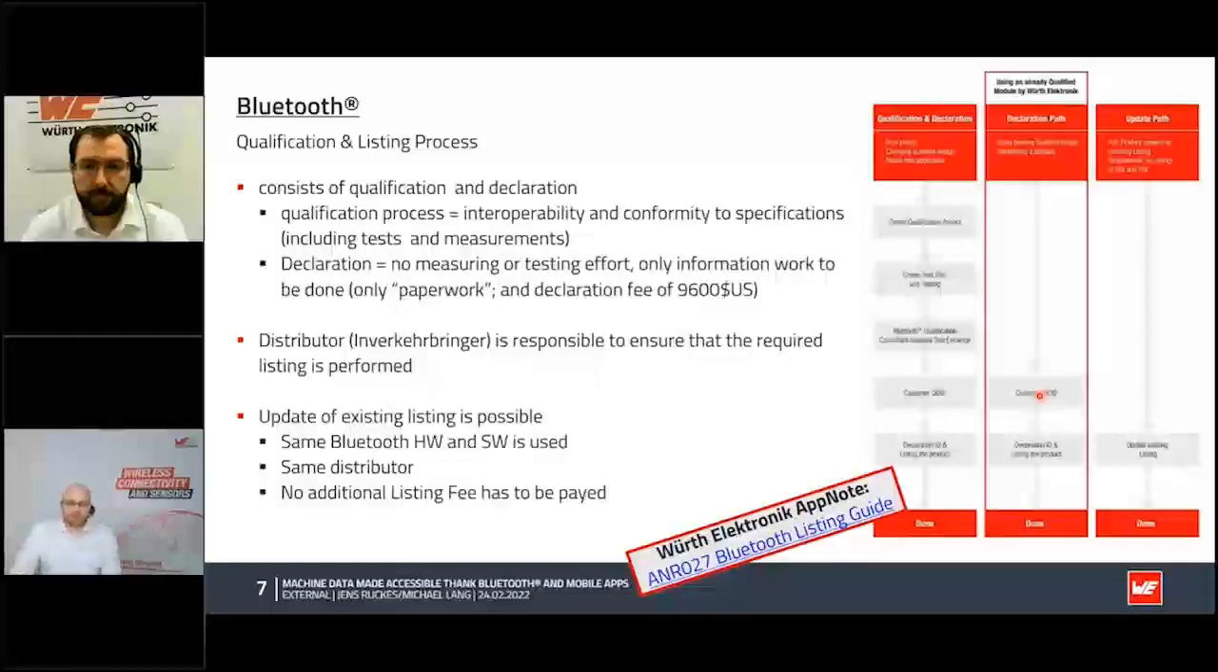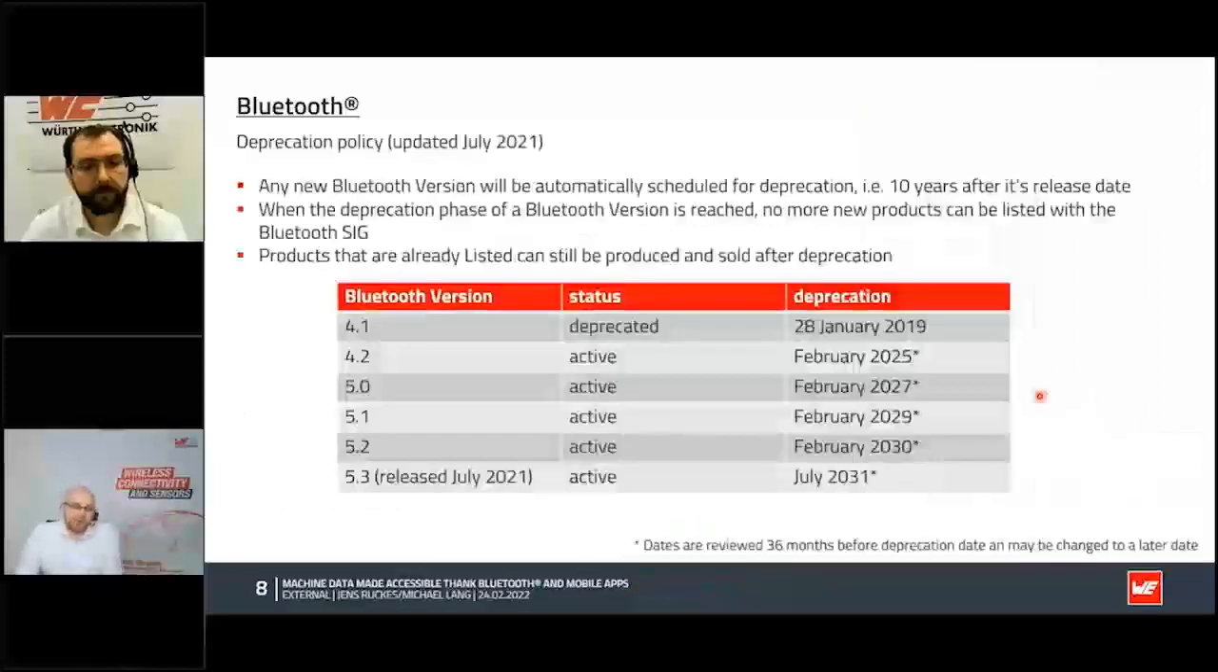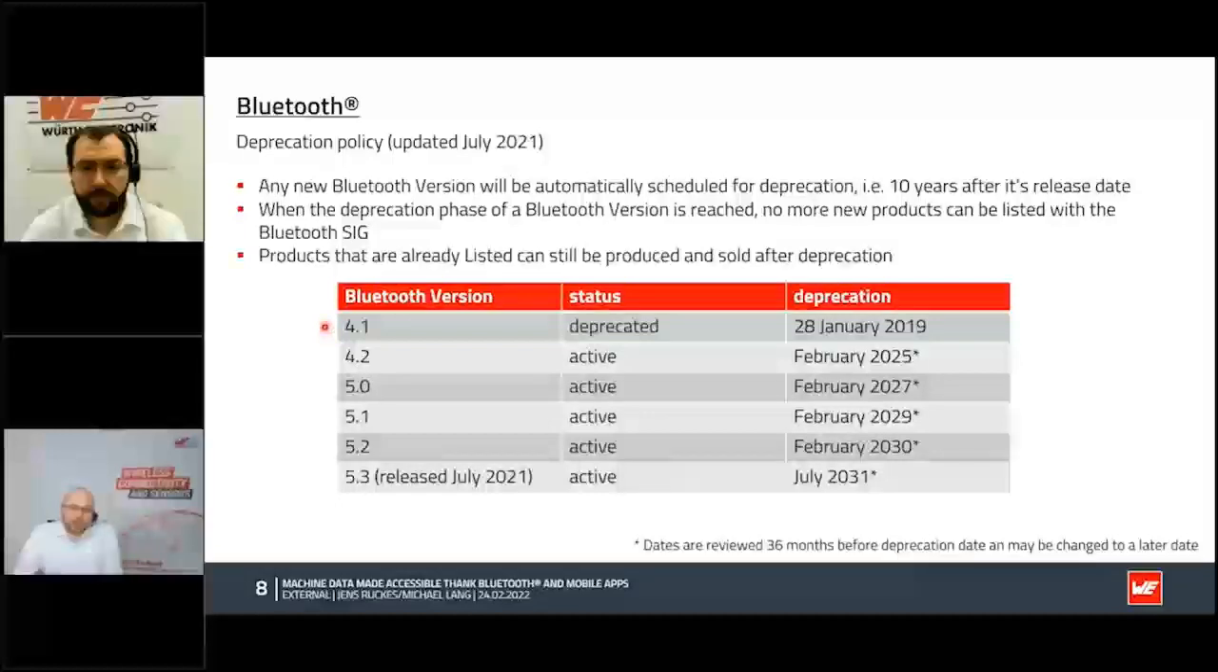The last point about the Bluetooth general information is the deprecation policy in Bluetooth. Every Bluetooth version will sometimes be scheduled for deprecation, for example, 10 years after the release. In the table, we have shown versions from 4.1 to 5.3 upwards. The versions below have already been deprecated for years, and you cannot use them for new listings, that's the important point.